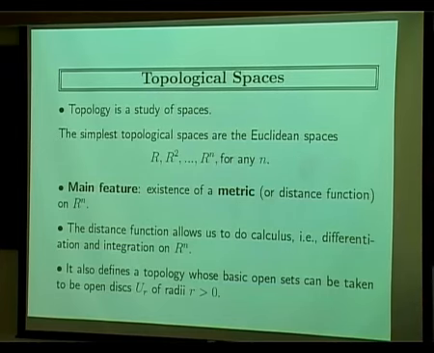As I said earlier, topology is a study of spaces. The simplest topological spaces which we encounter in our undergraduate classes are the Euclidean spaces: the real line, the real plane, and the n-dimensional real space. These are the usual Euclidean spaces for any n. We know intuitively that n is the dimension of your Euclidean spaces, and the main feature of these Euclidean spaces is the existence of a metric, which we know is just a distance function on your n-dimensional real space. So what is the point in having this distance function?